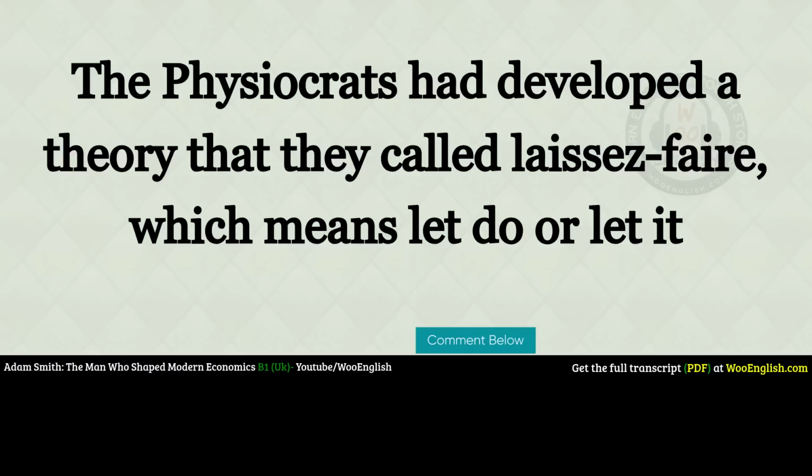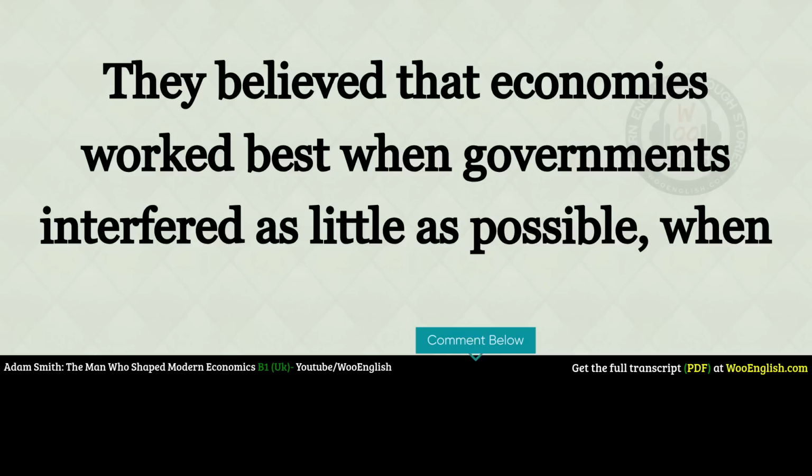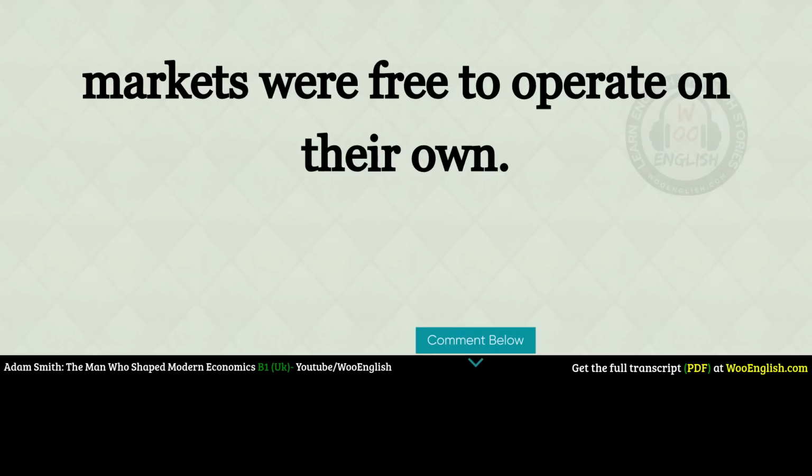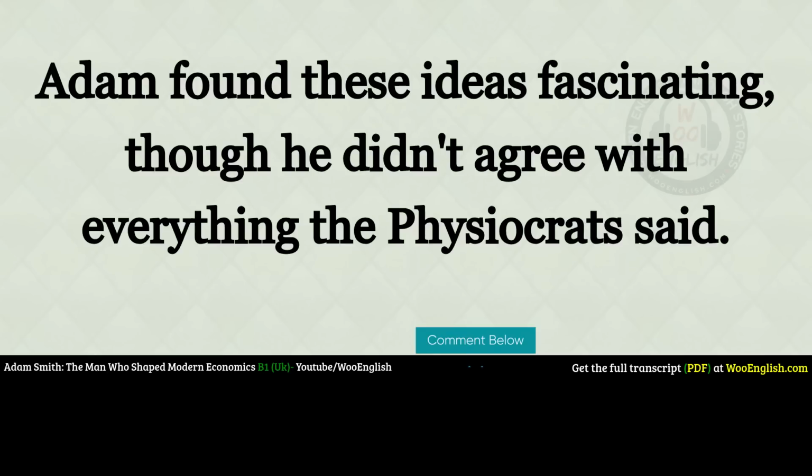The physiocrats had developed a theory that they called laissez-faire, which means let do or let it be. They believed that economies worked best when governments interfered as little as possible, when markets were free to operate on their own. Adam found these ideas fascinating, though he didn't agree with everything the physiocrats said.